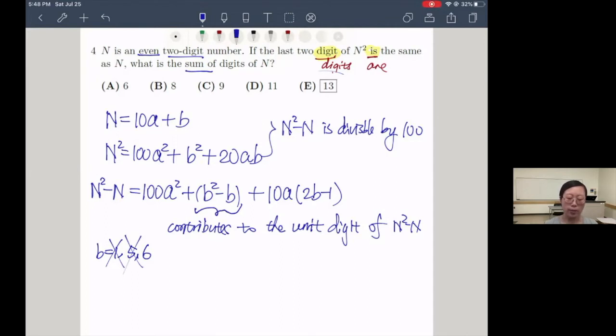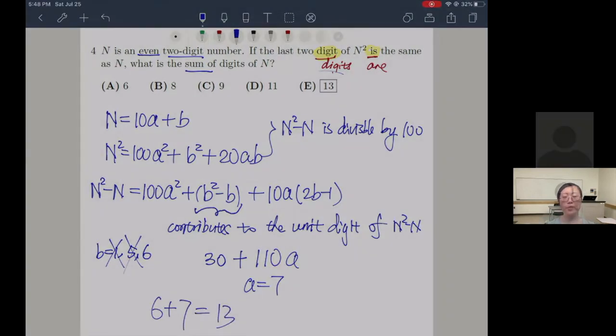And with that, b squared minus b is 30. And the last item, 2b minus 1, is 11. So we have 110 times a. So we want this sum, 30 plus 110 times a, to be a multiple of 100. And the only possible way is a is 7. So a is 7. Now we have both the numbers we need. One is 7, one is 6. So the answer is 13. So not too difficult, right?